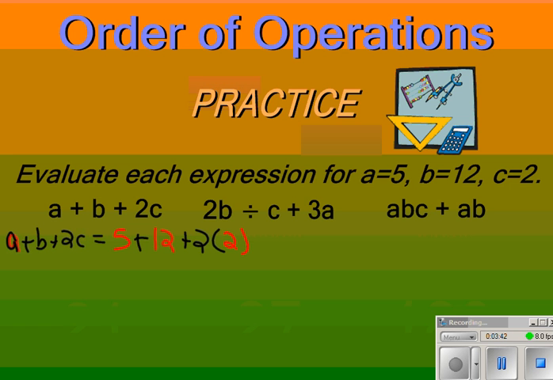So what would I be doing first in this expression? What do I do first in this expression? If I did my substituting, I substitute my variables in. What do I do first? Yes? I do the parentheses. In this case, the parentheses is, what operation am I doing here? Multiplication. So I have 5 plus 12 plus what?